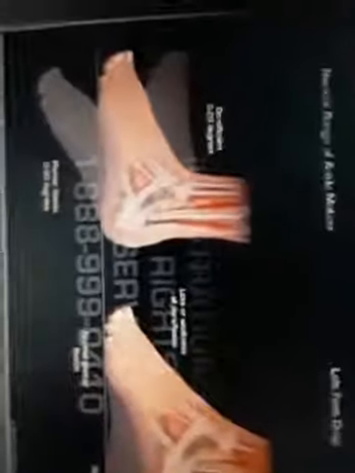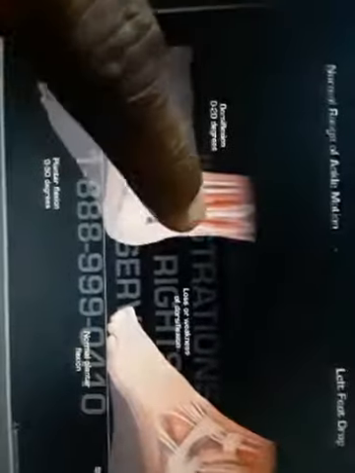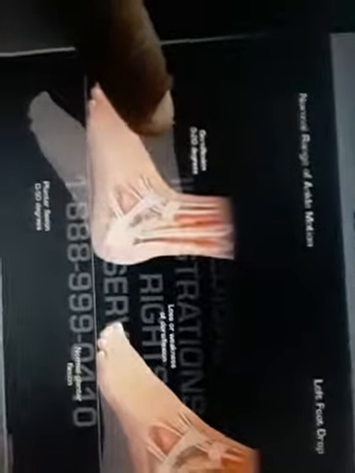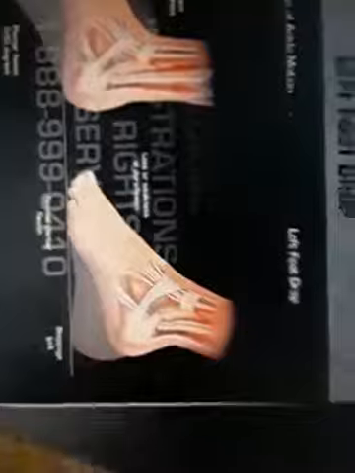These are the ankle foot orthotics that help to support the foot, so we can see the structures in the ankle. The foot is supposed to come up like this, but when it drops like this, the foot drops.